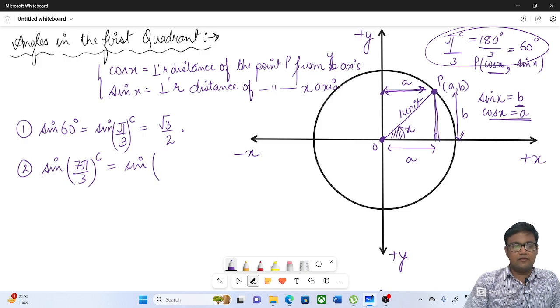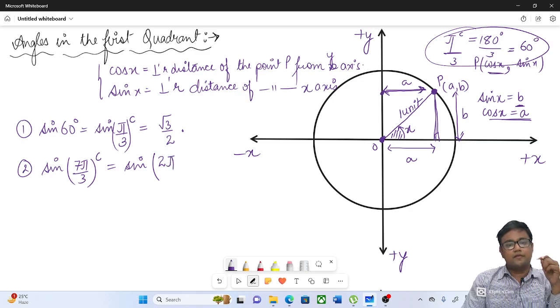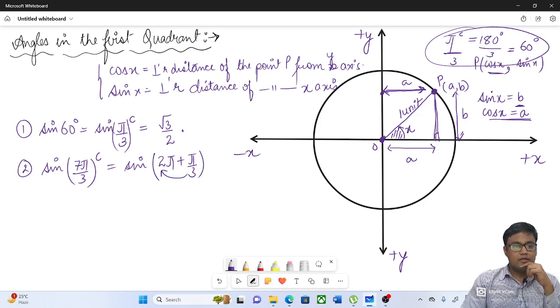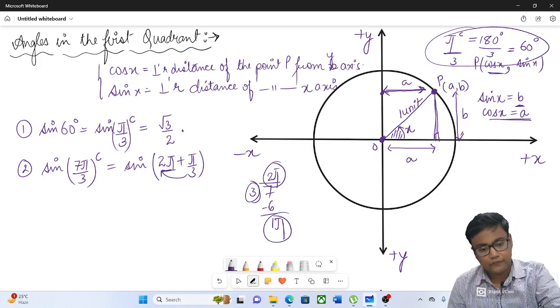See children, 2 complete, 3 2s are 6, plus pi by 3, right? You can see 3 2s are 6, 6 pi plus pi on top will be 7 pi. I did nothing, I just simply divided 7 by 3. So, 3 2s are 6 and then you get the remainder, that is 1 pi. This is 1 pi and these are 2 pi's. So, 2 pi into 3 plus pi, right, is 7 pi by 3.